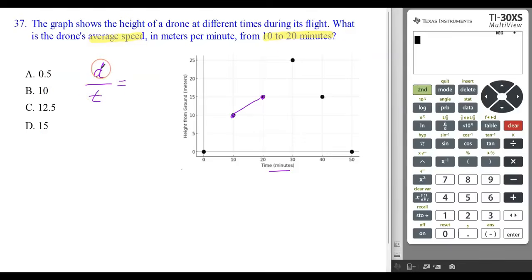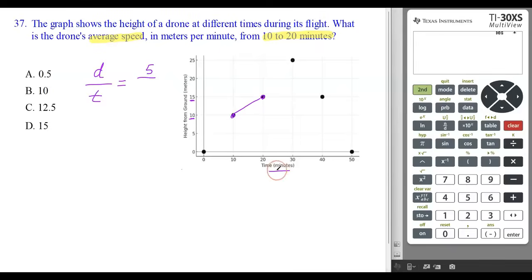So what is the change in distance? Well, the distance in this problem represents the height above the ground in meters. So in this time interval, how did the distance change? Let's see, it went from 10 meters, i.e. it was 10 meters above the ground, to 15 meters. So that's a change of 5 meters. It bumped up from 10 meters to 15 meters. So the change in the height above the ground is 5.